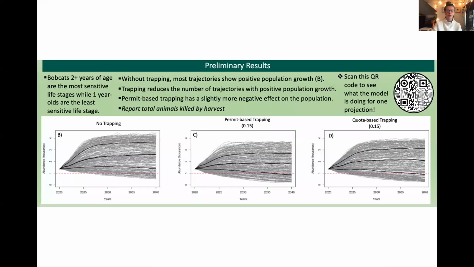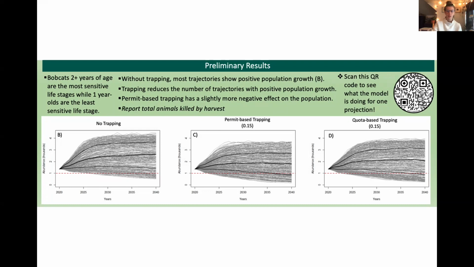As you can see from Figure B, without trapping, most population trajectories for bobcats in Ohio show positive growth despite the road mortality risk. Both trapping regimes reduce the number of positive trajectories, as seen in graphs C and D. Permit-based trapping specifically, which would allow trappers to buy permits for the number of bobcats they want to trap and be more selective about which they keep over the whole season, would target larger and thus older individuals more.